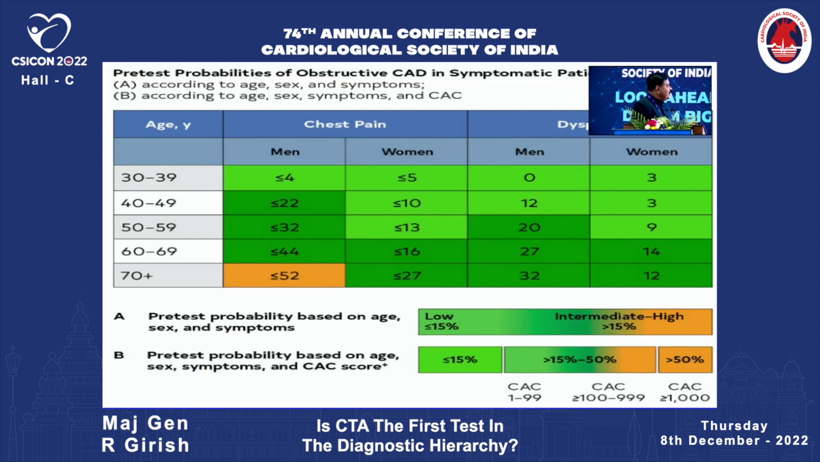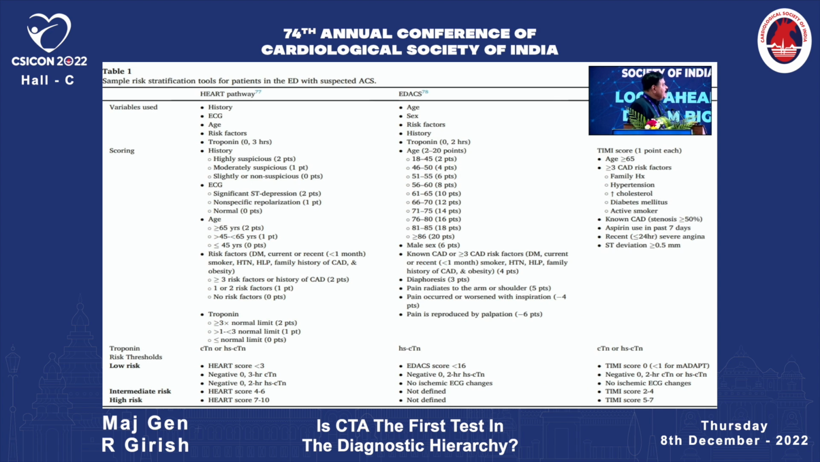So pretest probabilities can be estimated by different models. This is one which shows a model based on age, gender, symptoms, and calcium score. And there are other tools like HEART pathway, ADAPT, and EDACS.